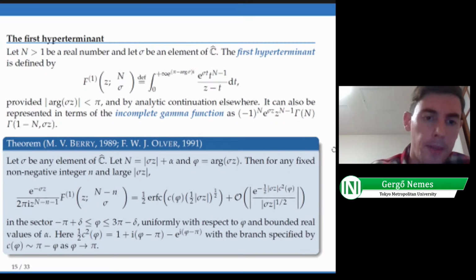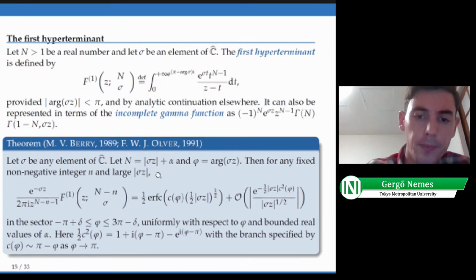So we take the F1 function, normalize it in a certain way. We assume that n is about the size of sigma times the absolute value of z. Alpha here is a bounded quantity. There can be a bounded perturbation here by a non-negative integer n.